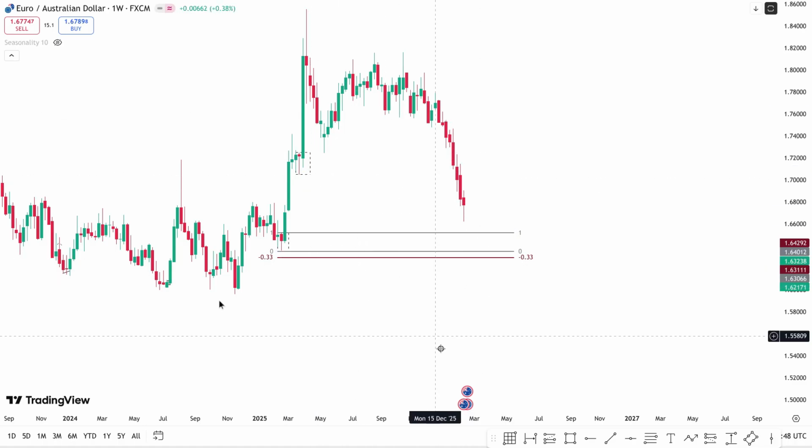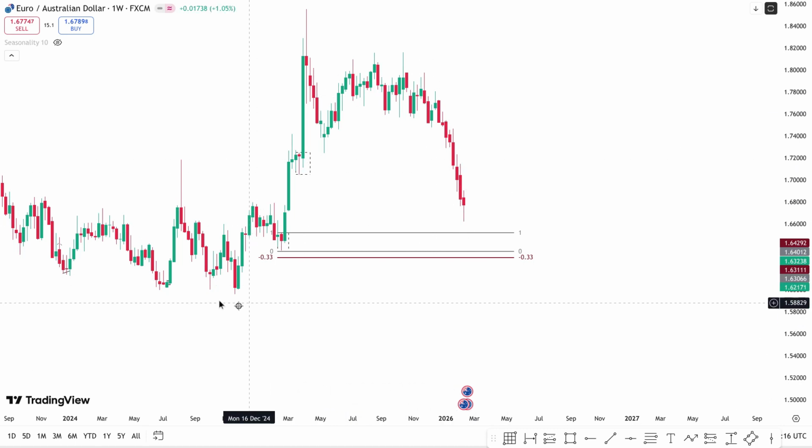So where can we position ourselves as traders in order to sell this market? Because that's what I'm currently seeing on this chart. I think around this area is also a Fibonacci retracement level. Around this area, 50% Fibonacci retracement level.